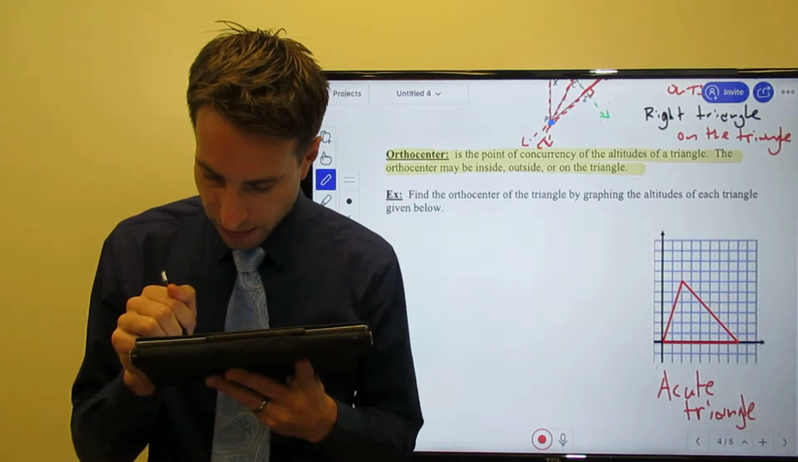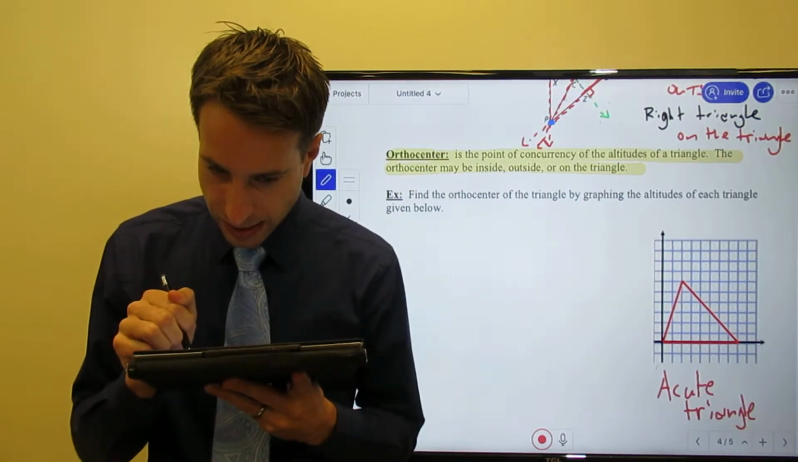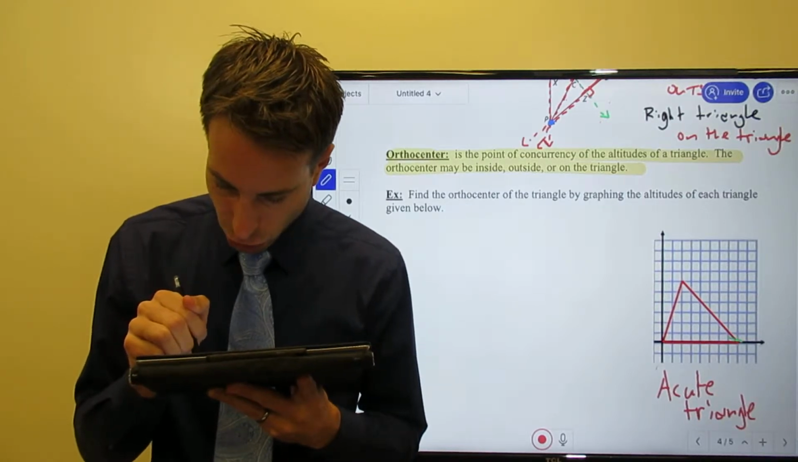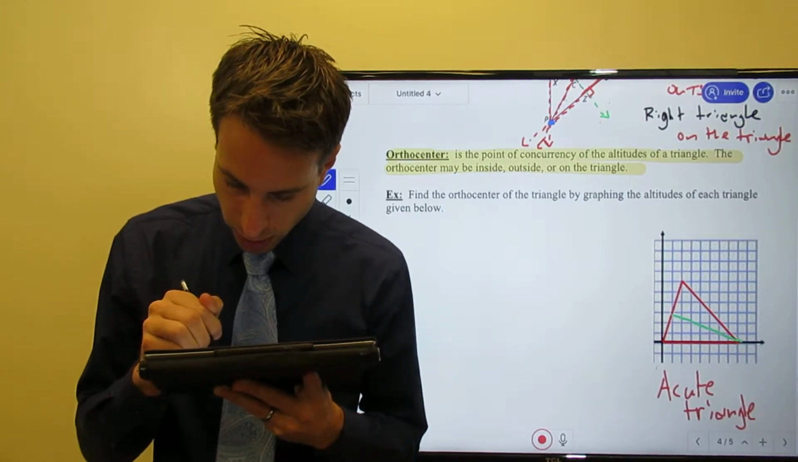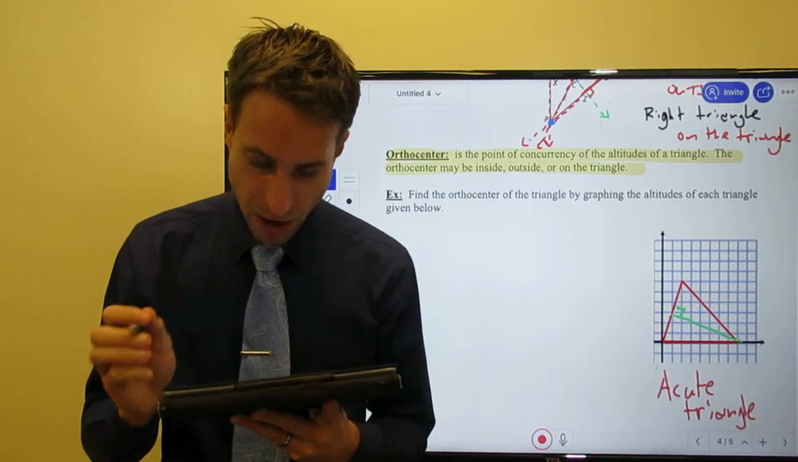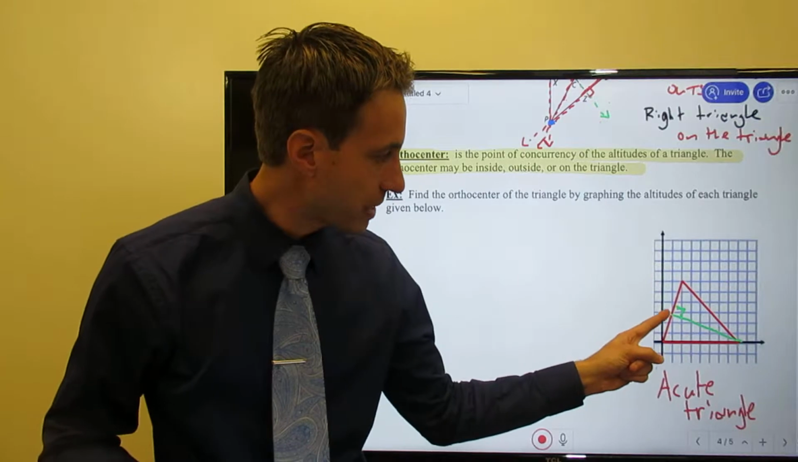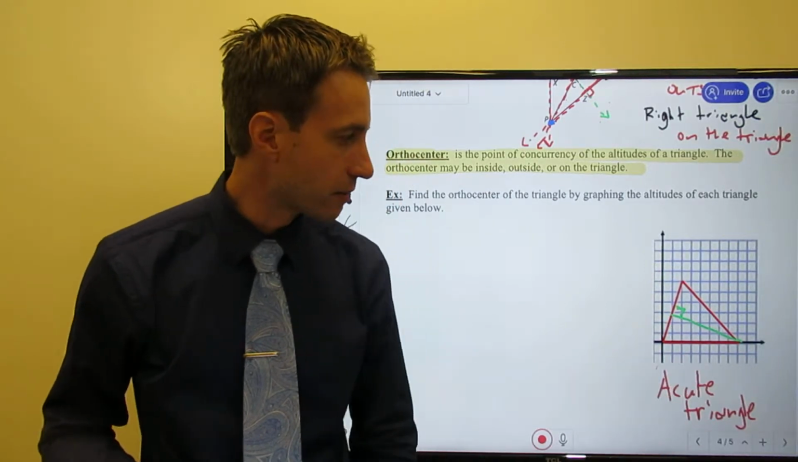Let's see here. I'm thinking that that's going to wind up being right through. Let's see. It looks like, you know what? For freehanding, I feel pretty good about those two lines being perpendicular, and it goes from the opposite side to the vertex.